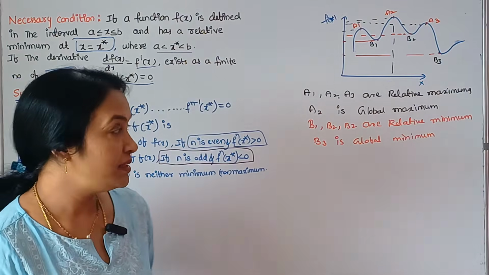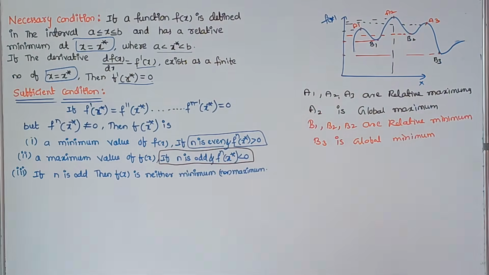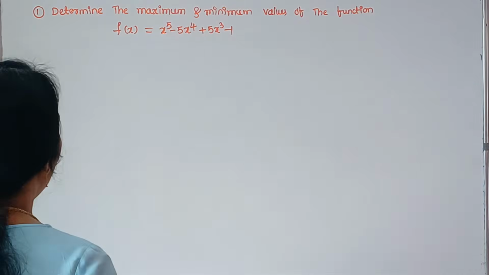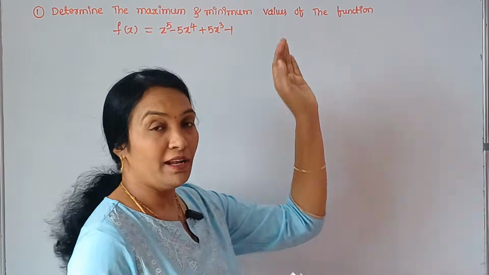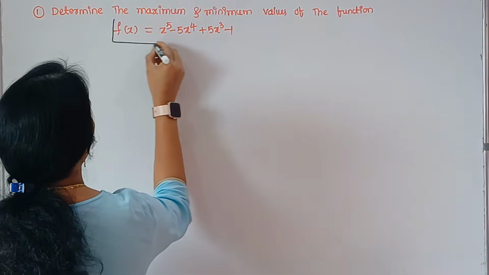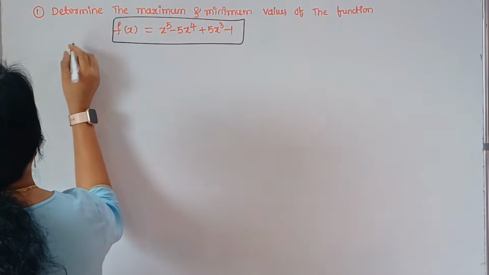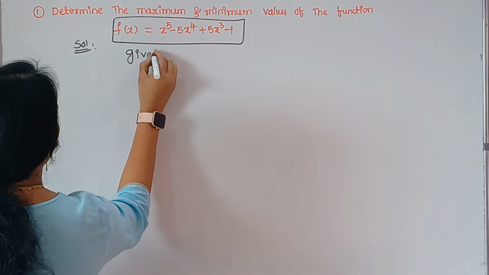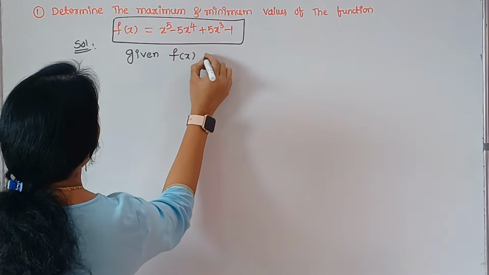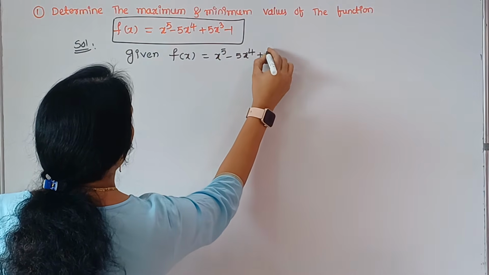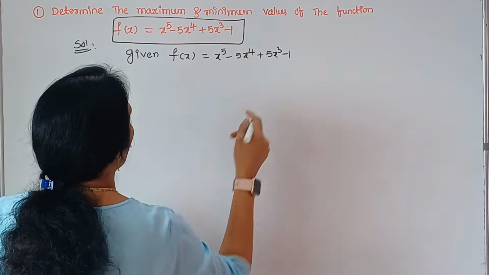Okay, now let us take one problem and discuss it. See, this is a problem. Determine the maximum and minimum values of the function. The given function is f of x is equal to x power 5 minus 5x power 4 plus 5x cube minus 1.